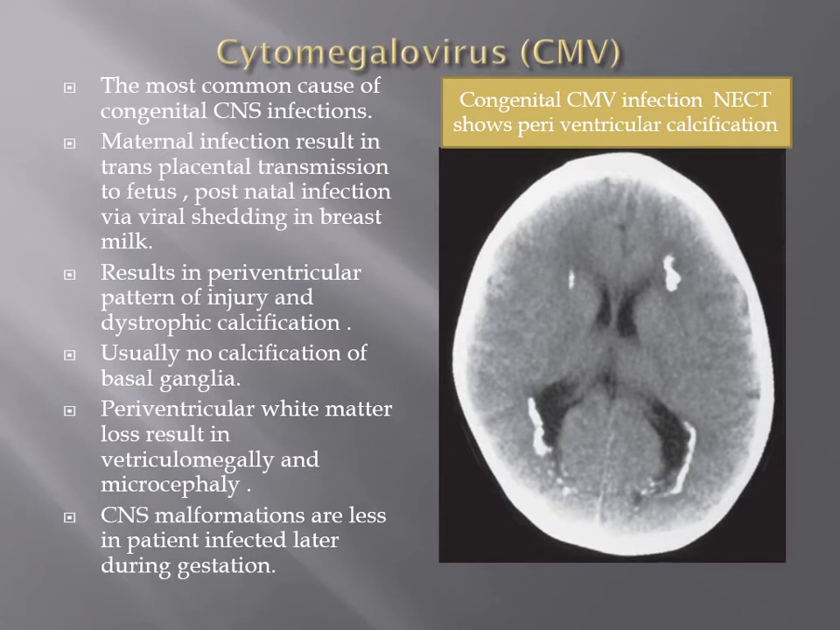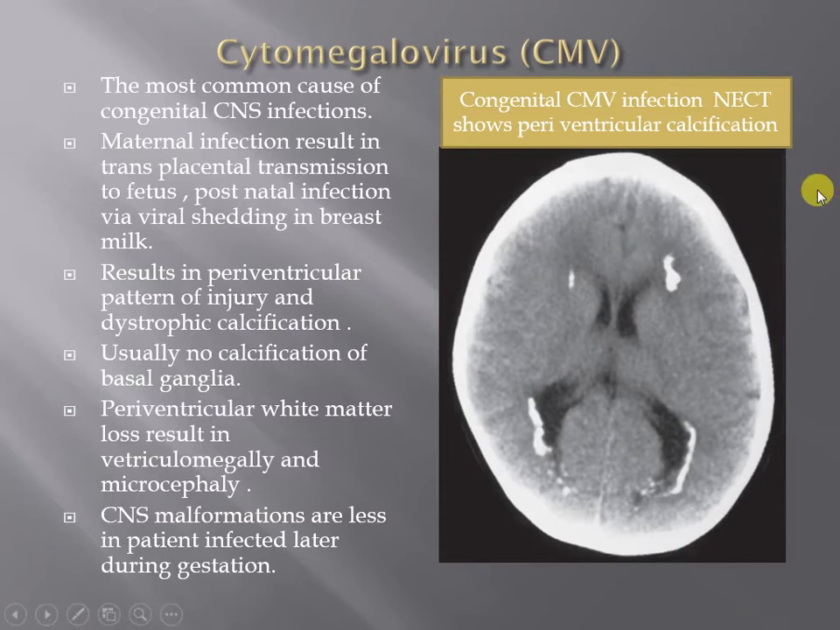First, cytomegalovirus infection, the most common cause of congenital central nervous system infection. Maternal infection results in transplacental transmission to the fetus. Postnatal infection via viral shedding in breast milk results in a periventricular pattern of injury and dystrophic calcification, usually with no calcification of the basal ganglia. Periventricular white matter loss results in ventriculomegaly and microcephaly. CNS malformations are less in patients infected later during gestation.